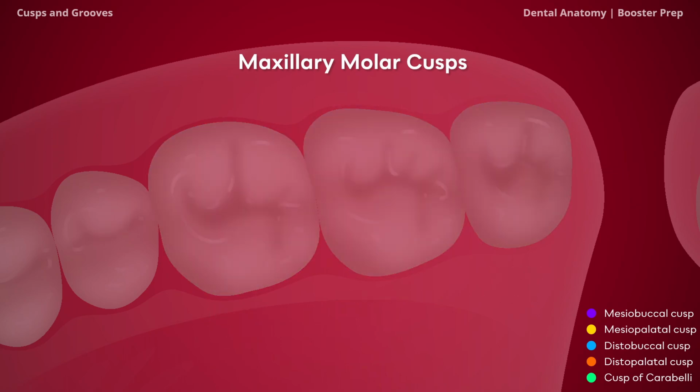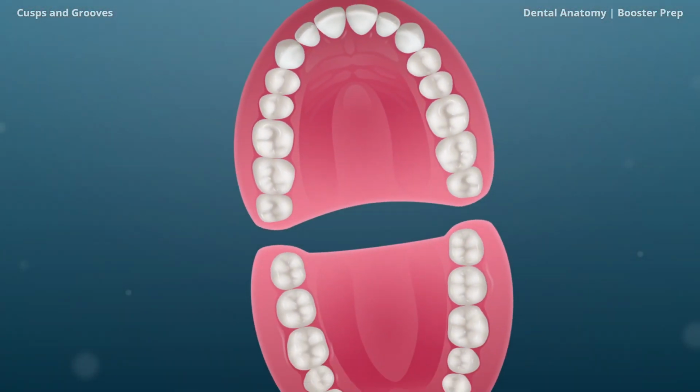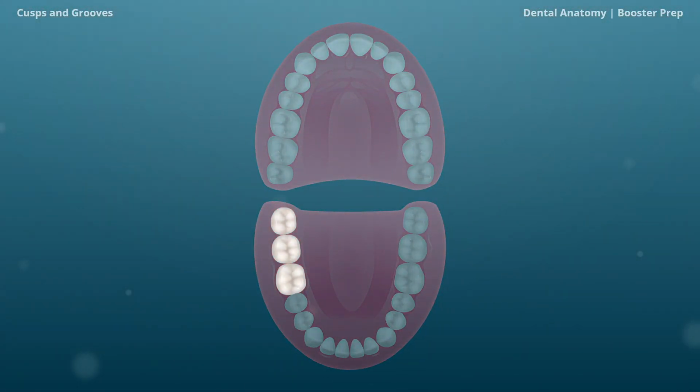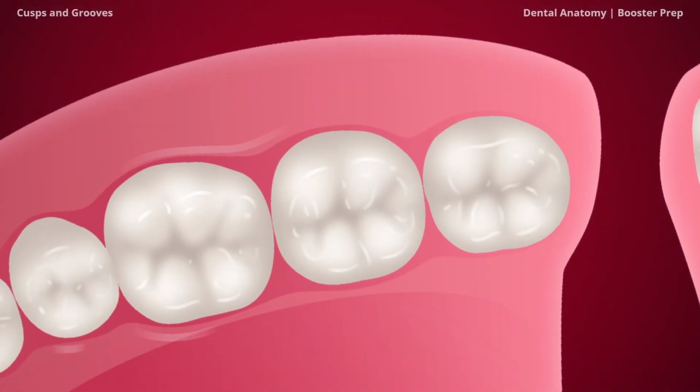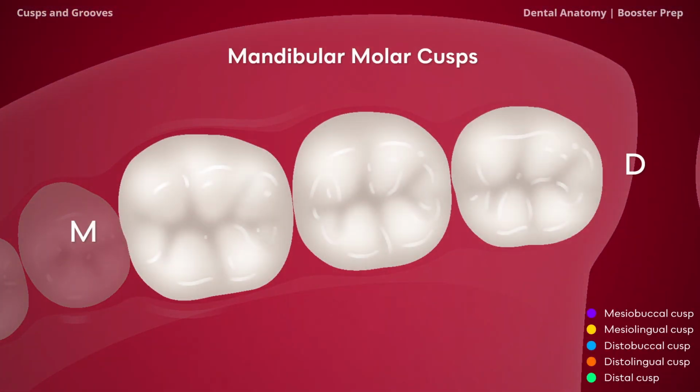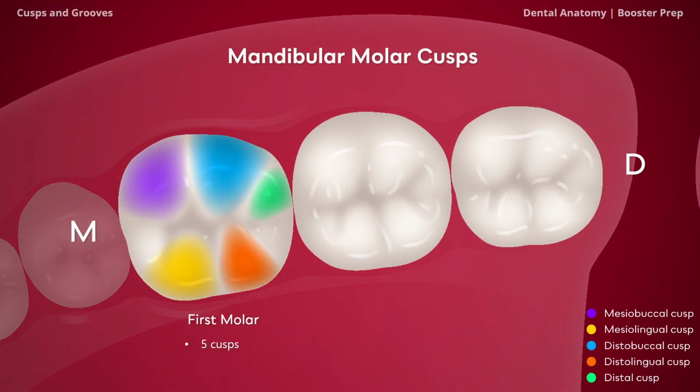Alright, let's now move on to the mandibular teeth. More specifically, we're going to hone in on the mandibular molars. Starting with the mandibular first molar, we're able to appreciate 5 different cusps, and it's important to note that this is the only tooth in the whole mouth with 5 cusps. They are the mesial-buccal cusp, distal buccal cusp, mesial-lingual cusp, and finally the distal lingual cusp.